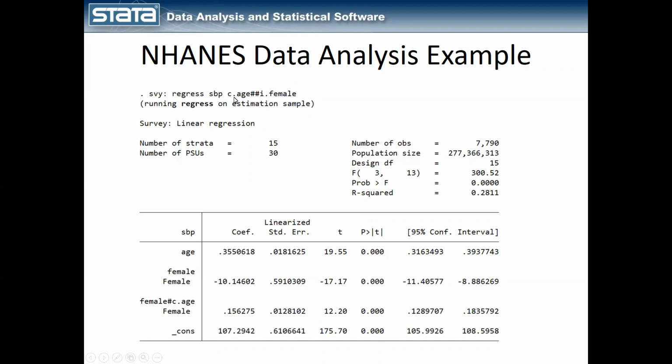That's a shorthand way of saying I'd like to see the main effect of age on SBP, systolic blood pressure, treating age as a continuous variable, and I'd like to see the main effect of female treated as a categorical variable. That's what the i. tells Stata. And I'd like to see the interaction of those. So I want to see the main effect of age, the main effect of female, and the interaction of age and female also. So it's a shorthand way of writing that. So I can fit this regression model, and again, it accounts for all the survey features of the data set.